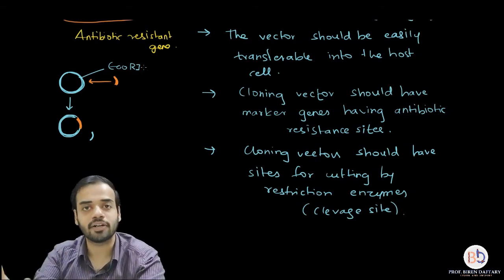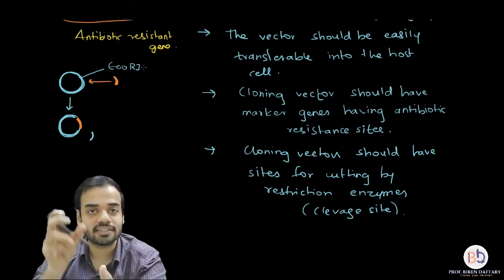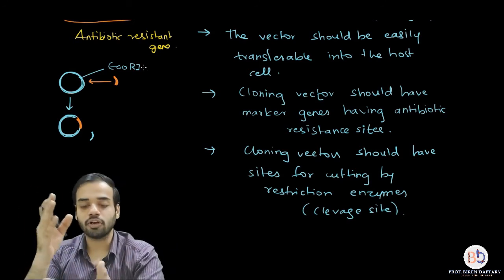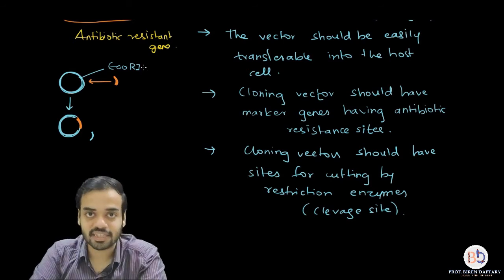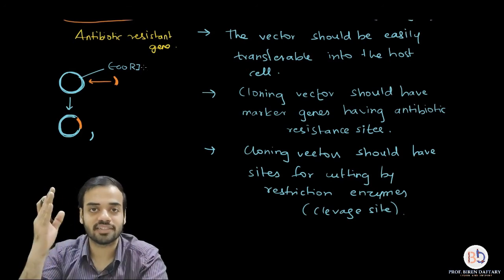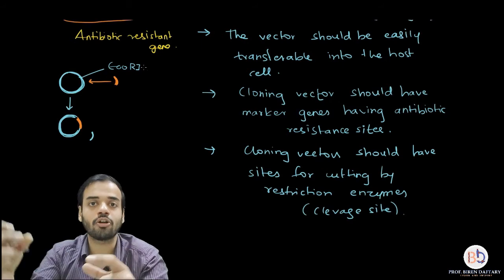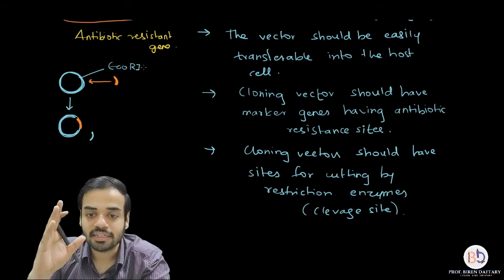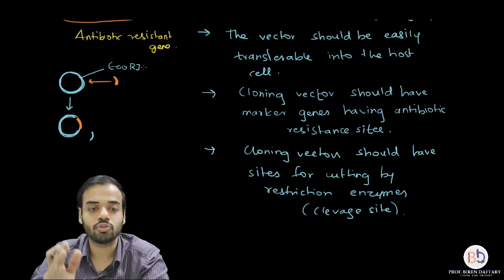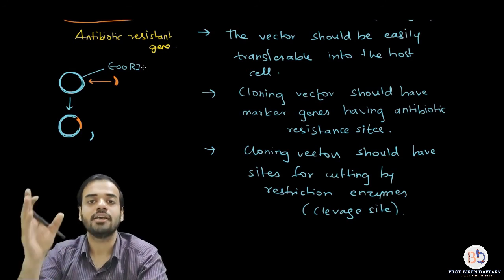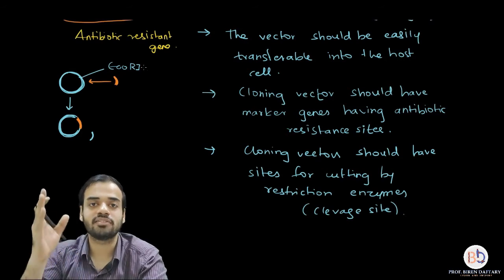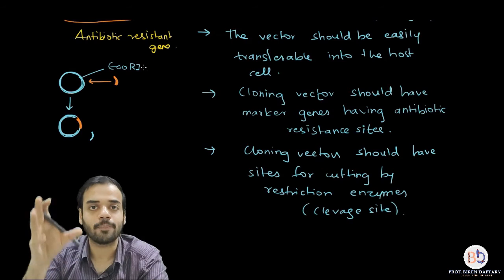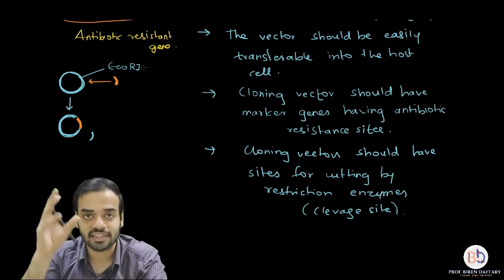Similarly, there will be different restriction enzymes which will recognize different sites. I hope this is clear, because if a cloning vector doesn't have restriction sites or cleavage sites where a restriction enzyme can cut them, then you will not be able to insert the required gene or the required DNA fragment. Is this clear? So cloning vectors should have sites for cutting by restriction enzymes. This is the fourth point. Don't worry, all these points I'm going to explain again when I draw the plasmid diagram. You will be able to understand them easily.